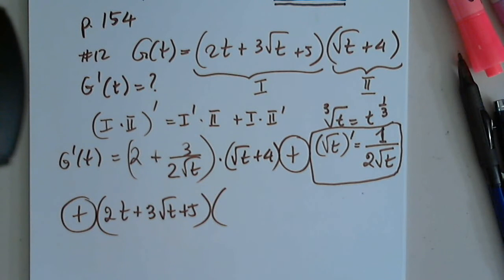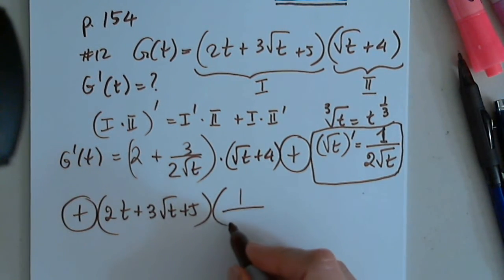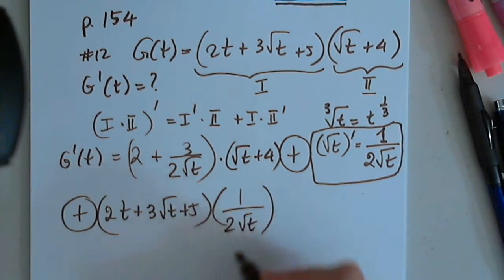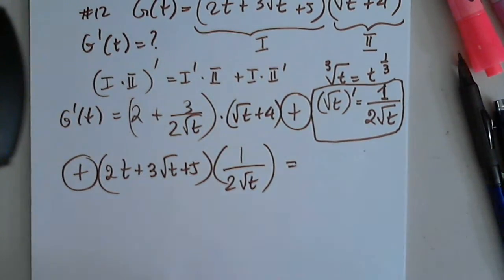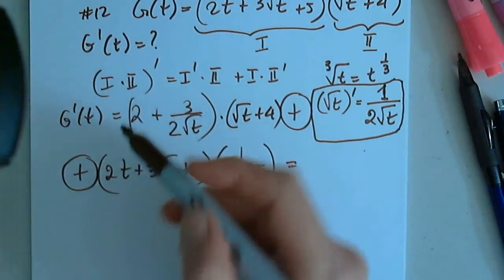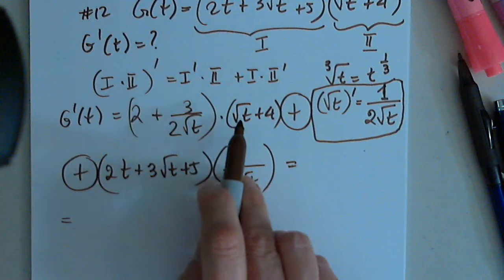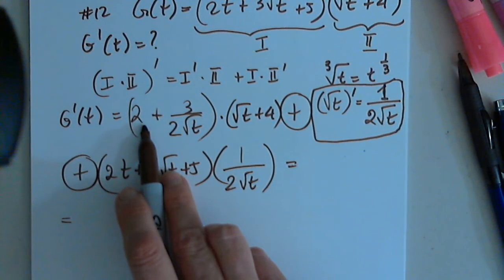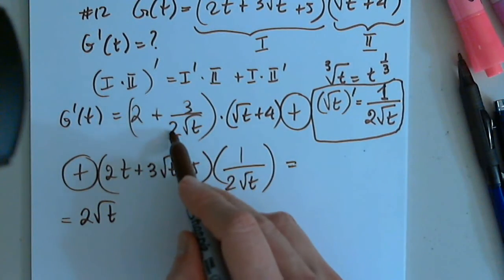Alex? Is it 1/2 square root of t? Thank you. Very good. So now we continue to distribute. I distribute the square root of t to 2. What do I get? The square root of t times 2, right? 2 the square root of t. The square root of t times 3 over 2 the square root of t.